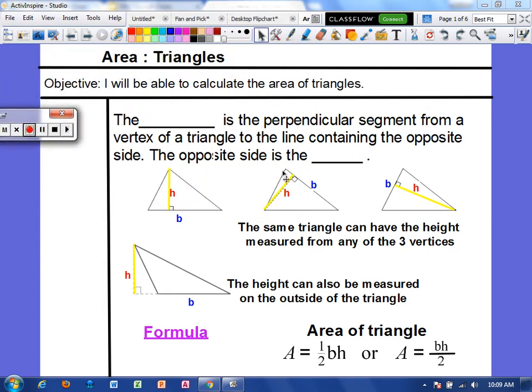Hey everyone! Alright, today's video is going to be about finding the area of triangles. Your objective: I will be able to calculate the area of triangles.